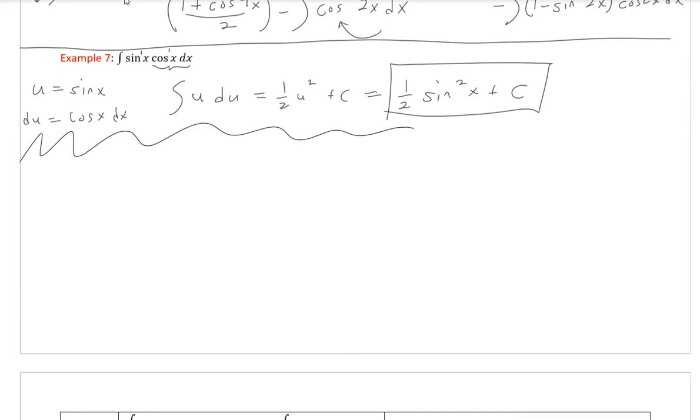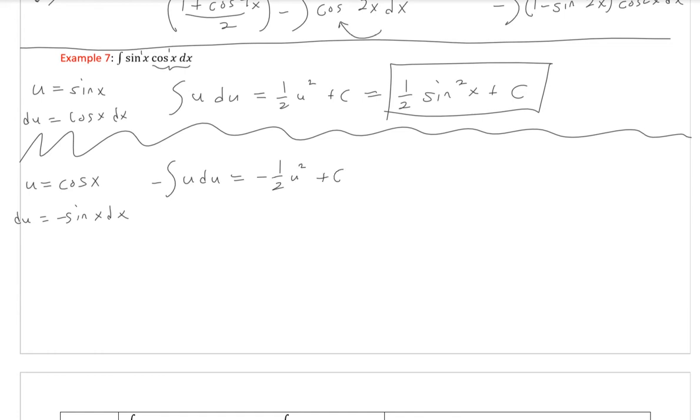Now, alternatively, what if you did it another way? What if you did it as u as cosine of x? Because du would then be negative sine of x dx, which still works. I just moved the negative in there. So now I have negative integral of cosine, which is u, times sine x dx, which is du. So negative u du will give us negative 1/2 u squared plus c, or negative 1/2 cosine squared x plus c.